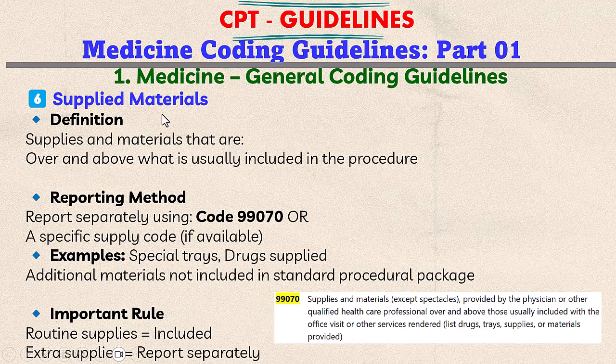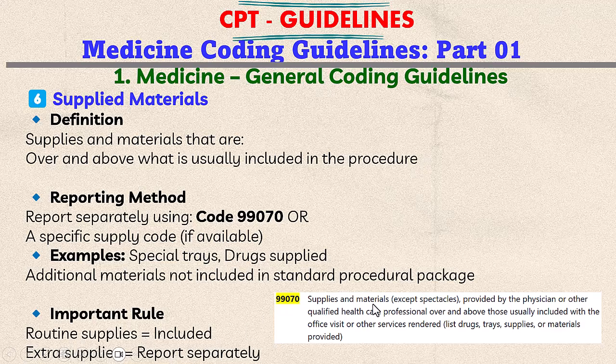Number 6, supplied materials. Supplies and materials that are over and above what is usually included in the procedure. So the reporting method is to report separately using the code 99070 or a specific supply code if available. Examples: special trays, drugs supplied, or additional materials not included in the standard procedure package. So the important rule is routine supplies are included in the code itself. If extra supplies are provided, report separately using 99070.